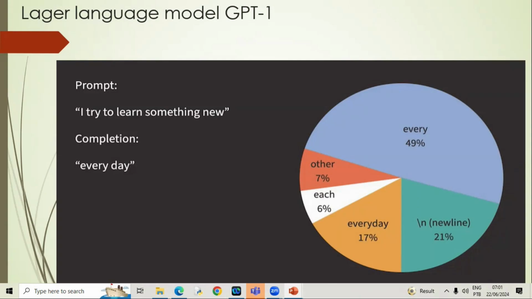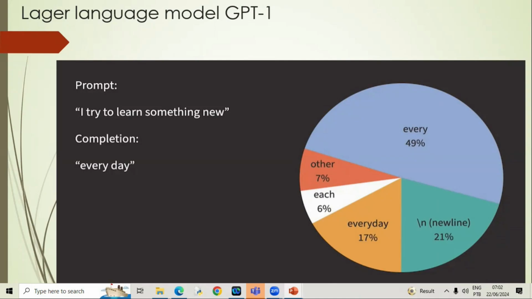So the system divides it into separate segments, every, other, each, every day, and checks what are their occurrences across all the language models that exist for this LLM. Okay. And it found, okay, 49% is for every. Now it understands the completion is every day. I try to learn something new. What is the space? The space mark should be completed with every day. Okay. Now, instead of every day, I can put every hour. It may be possible. But what is the most probable answer? Day is the most probable.